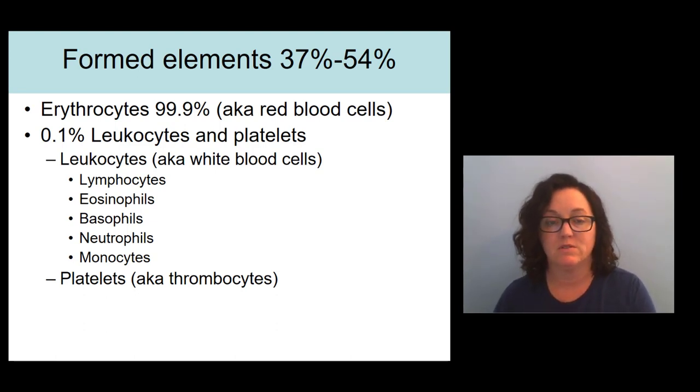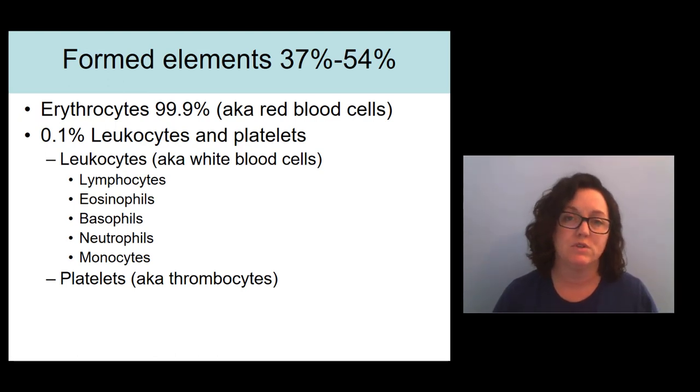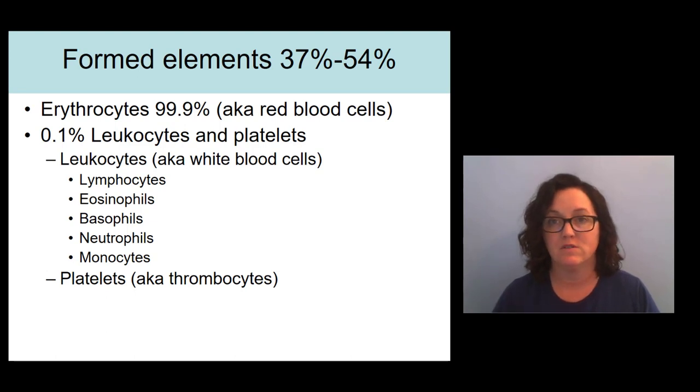also known as thrombocytes. When it comes to the leukocytes, there are different varieties of leukocytes, and some of these even have subcategories to them. But the 5 basic types of leukocytes are lymphocytes, which include our cells that defend us against specific foreign invaders, eosinophils, basophils, neutrophils, and monocytes. The platelets, or thrombocytes, are going to be important for blood clotting.